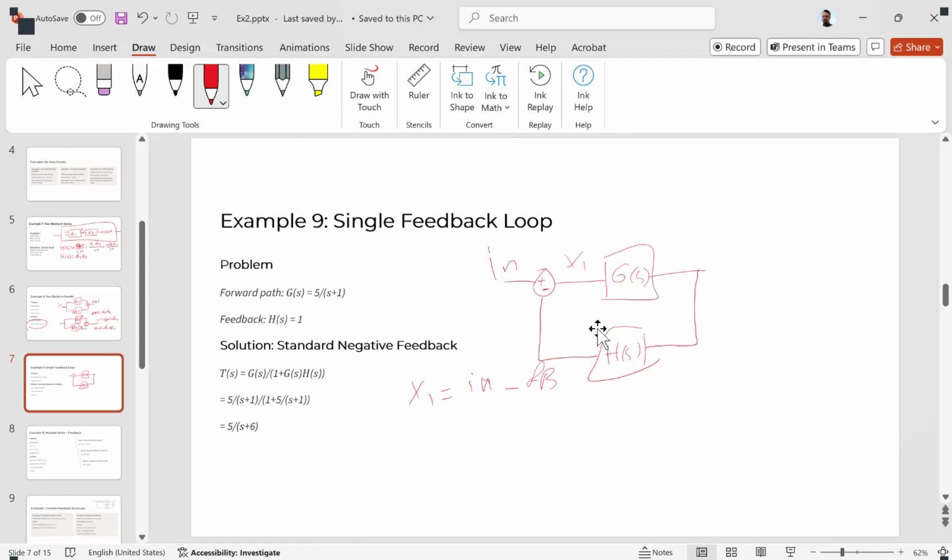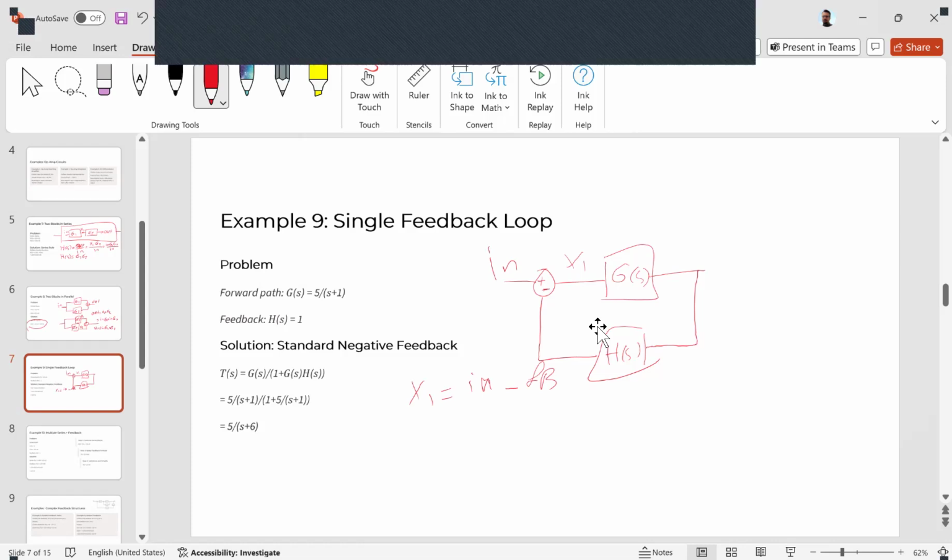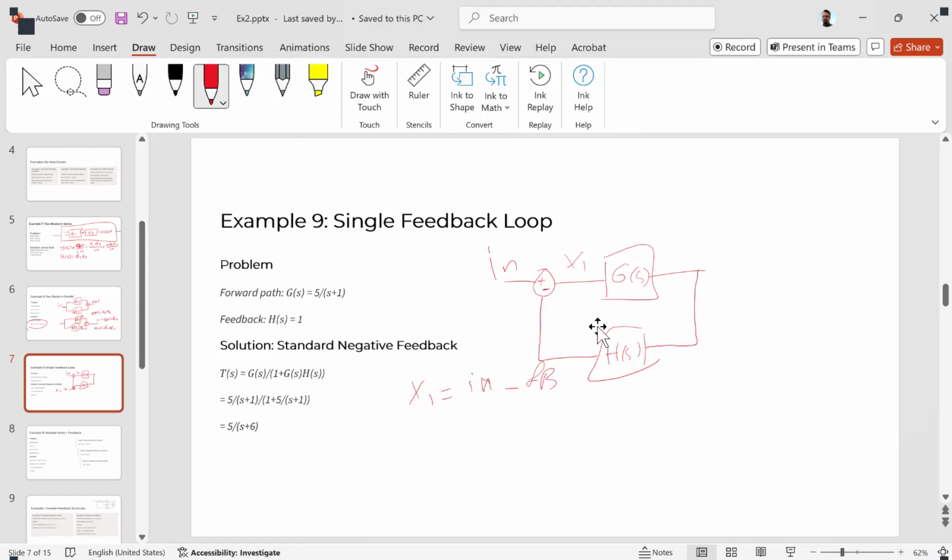Is that good? Are we clear on that? So this is the negative feedback. And the x1 is basically the difference, or the error, between the output and input. Does that make sense?